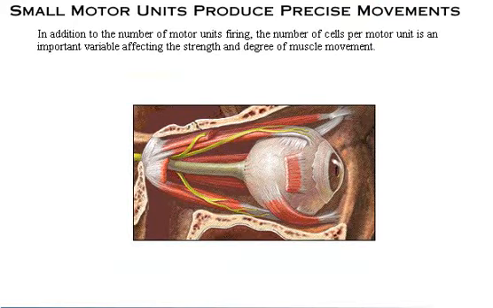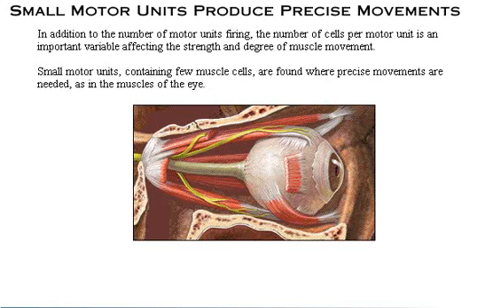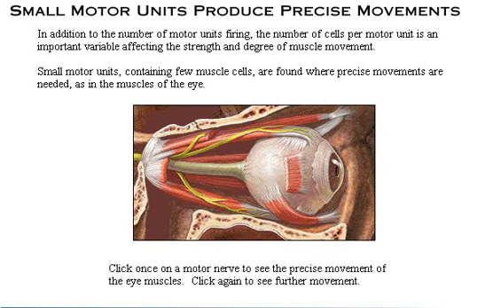In addition to the number of motor units firing, the number of cells per motor unit is an important variable affecting the strength and degree of muscle movement. Small motor units, containing few muscle cells, are found where precise movements are needed, as in the muscles of the eye. Click once on a motor nerve to see the precise movement of the eye muscles. Click again to see further movement.